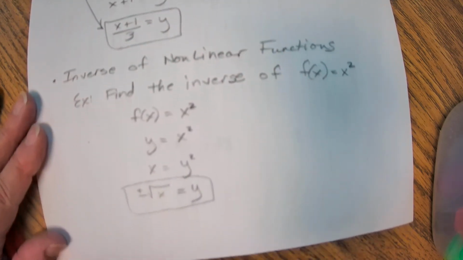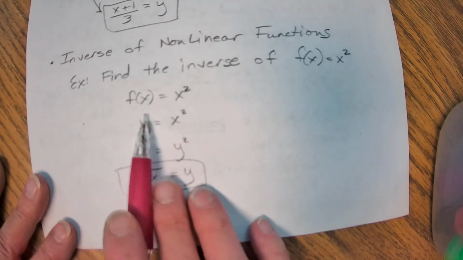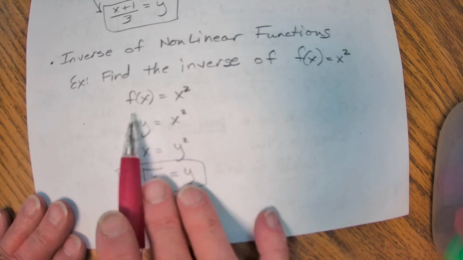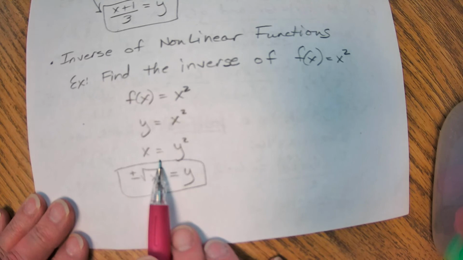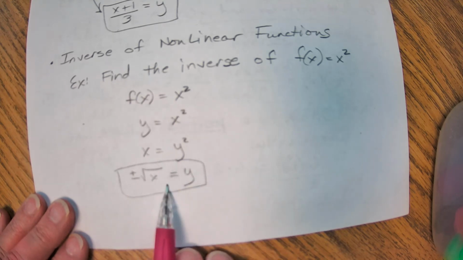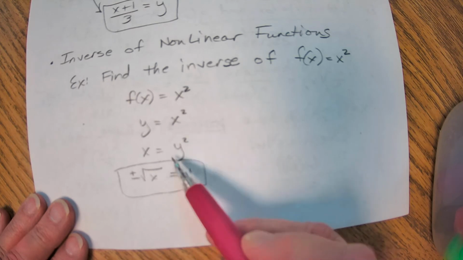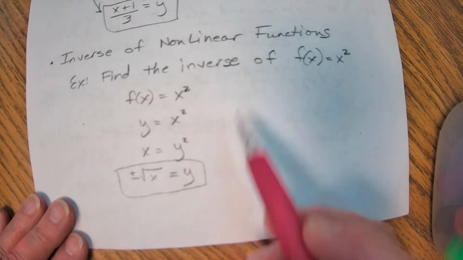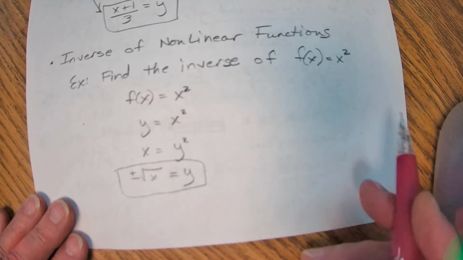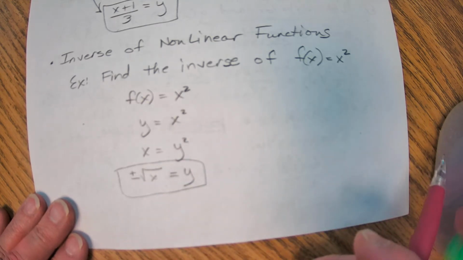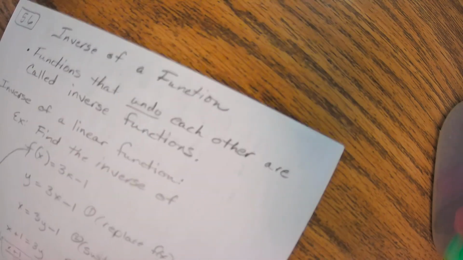So the next example is the inverse of a quadratic function. Write down the example, replace f of x with y, switch x and y, and solve for y. So in order to undo this, I just take the square root of both sides. The square root of y squared is y, and the square root of x is plus or minus the square root of x. And these two are inverses of each other.